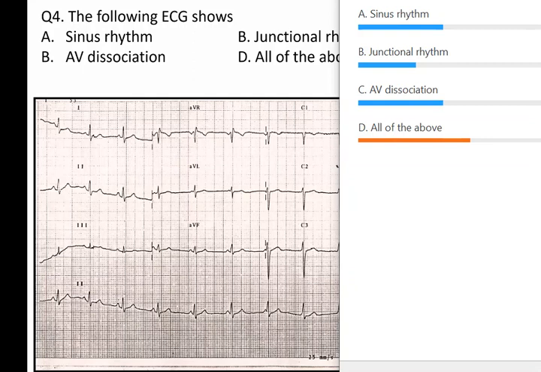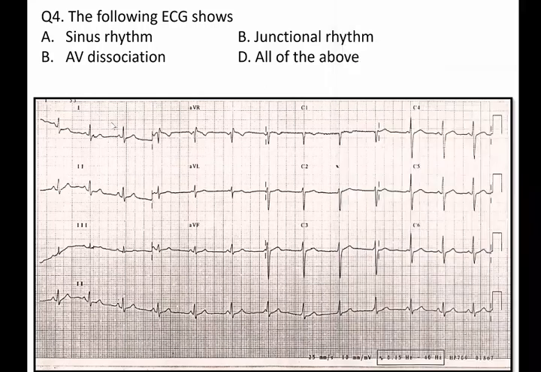You actually had quite an even split, but the correct answer is all of the above. Let's see why. Now let's look at the rhythm strip. The QRS complexes look normal. The rhythm strip is the most important in this ECG. If you look at the first 5 QRS complexes, this is a normal sinus rhythm with normal antegrade conduction through the AV node, His-Purkinje system, and a normal QRS.